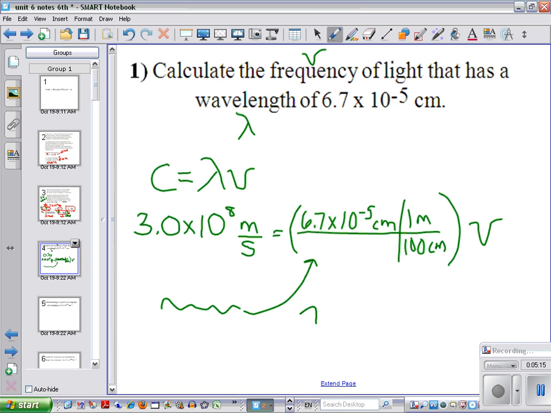So when we do the math, we isolate for frequency and we get 4.48 times 10 to the 14th, or to the correct number of sig figs, 4.5 times 10 to the 14th. What are going to be the units on that number? Per second.